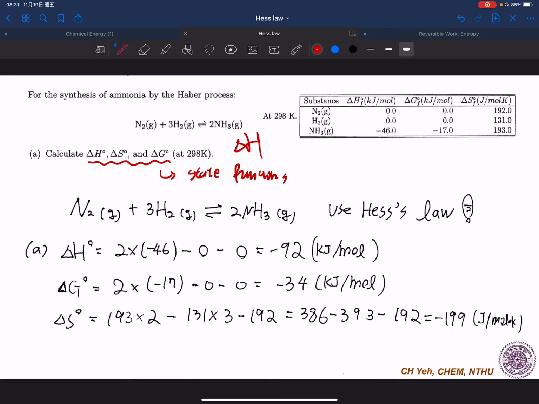So how do we calculate the overall enthalpy change in the reaction? Let's take a look. The summation of the formation energies in the products minus the summation in the reactants. So the overall H is 2 multiplied by negative 46, as we see from the chart, and all of these formations are 0, 0. So it can be like this.